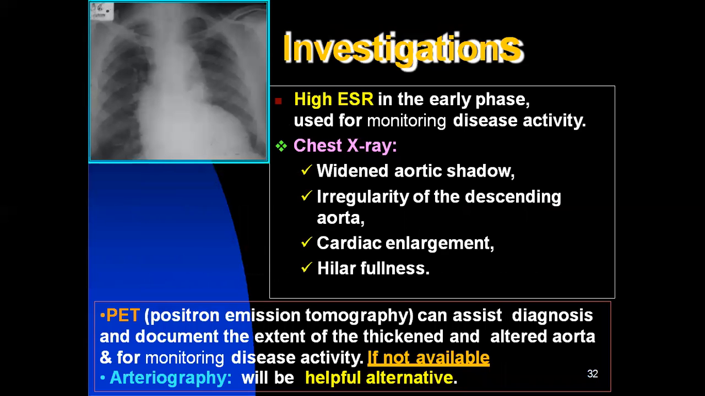Now, coming to the investigation, high ESR in the early phases, followed by chest X-ray, which shows widened aortic shadow, irregularity of the descending aorta, cardiac enlargement, and hilar fullness. PET scan may also be important. The PET scan is positron emission tomography, which is used for detecting the extent of thickness in the wall of the aorta and monitoring the disease activity. If this PET scan is not available, arteriography will be helpful alternatively.